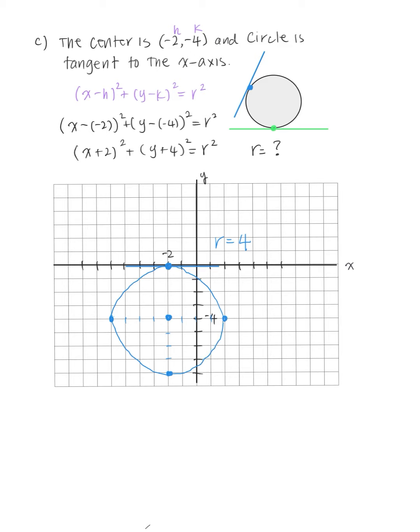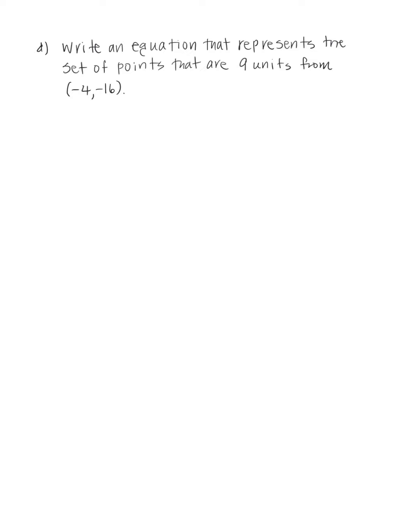Okay, now let's finish the problem. We know now that the radius is going to be 4, so therefore our equation of the circle in standard form is going to be x plus 2 squared plus y plus 4 squared equals 4 squared. Which means that we're going to get x plus 2 squared plus y plus 4 squared equals 16. Let's do another one. Remember, practice makes perfect.